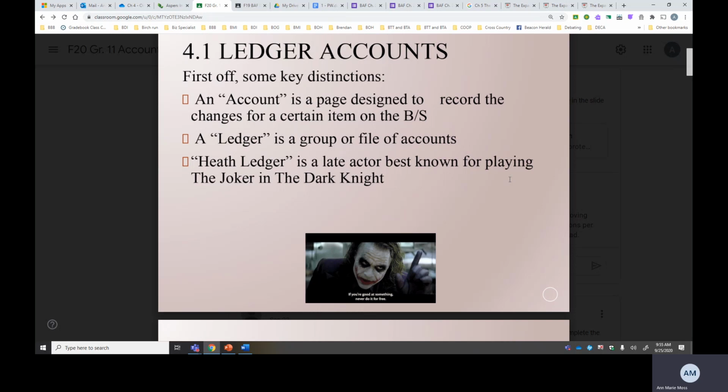And then there's a joke here. Heath Ledger is a late actor known for playing the Joker.